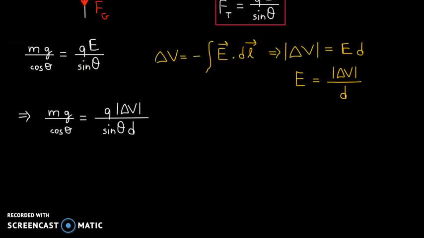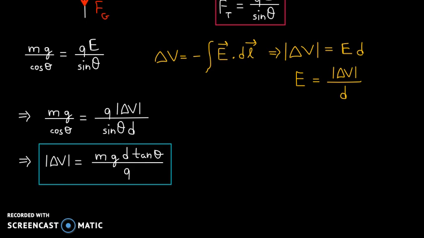Here's our equation after the substitution, and as the final step, let's rearrange this equation to solve for the unknown delta V. Here's our final answer. The absolute value of the potential difference between the two plates can be expressed as mgd tangent theta divided by q. Where does tangent theta come from? Well, I have sine theta over cosine theta, so I replace that with tangent theta to make the expression look a little simpler. Now you may be asking which plate is the high potential one and which one is the low potential one. Let's take a look at the picture again.